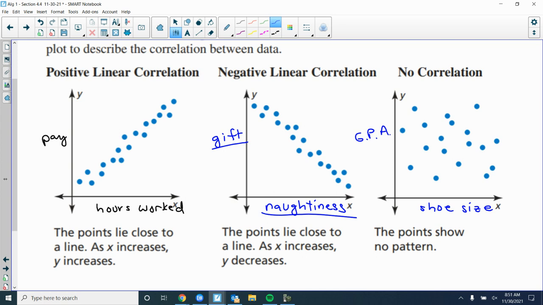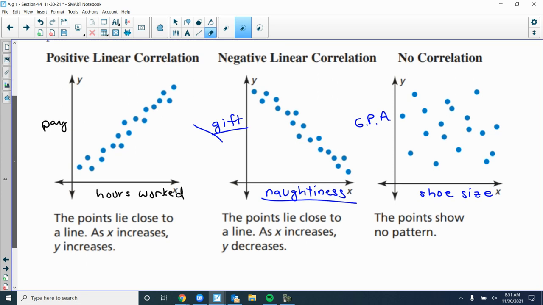There are things that have a positive correlation. There are things that have a negative correlation. Okay? Negative just means it's going downhill. The more of one, the less of another. Positive means the more of one variable, the other variable also increases. Okay.